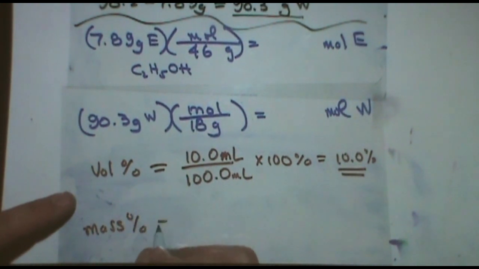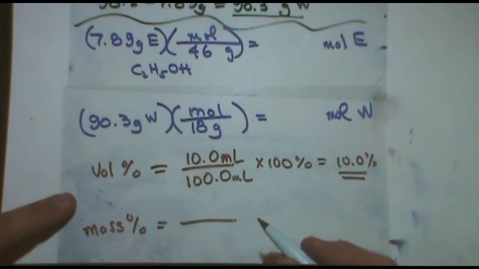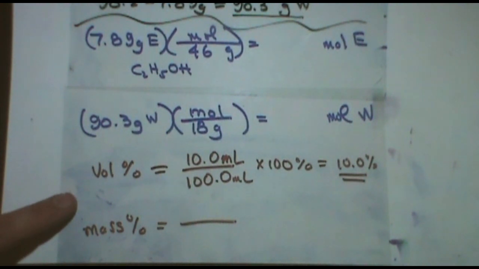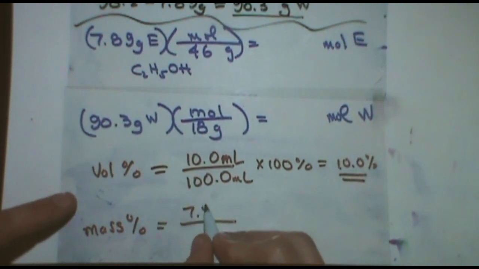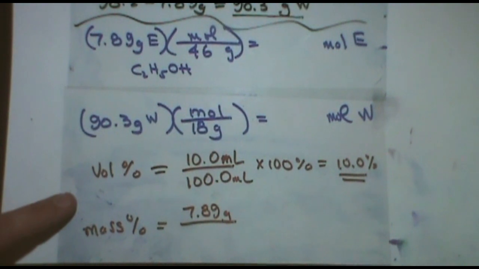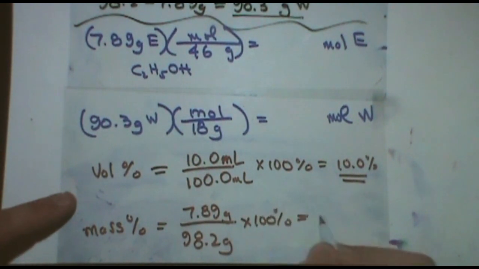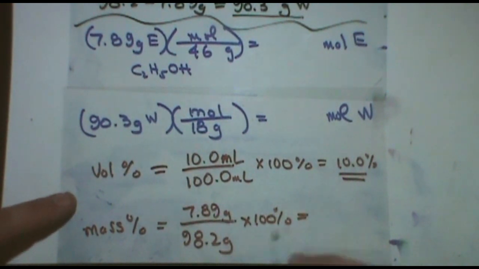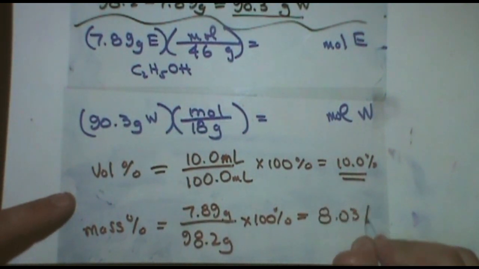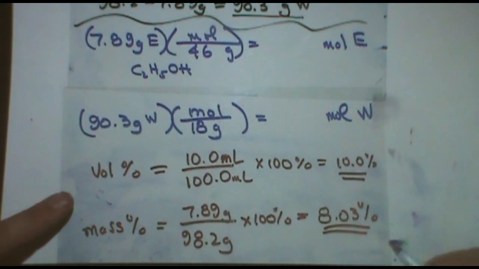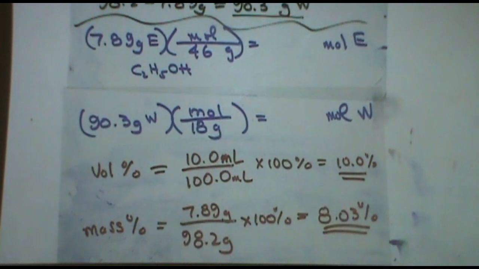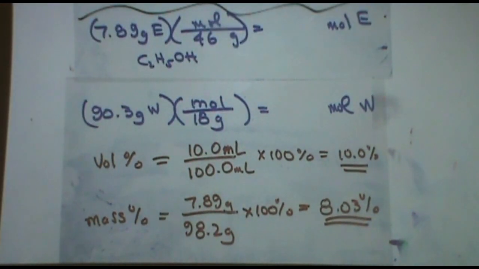Mass percent is the mass of what? The ethanol, 7.89 grams, divided by the total mass of the solution, 98.2, I believe it was, grams times 100%. I pre-calculated that, and that was 8.03. Okay, so there's the mass percent. Oh, I was asked the mass percent. Good. Okay, what else was asked?